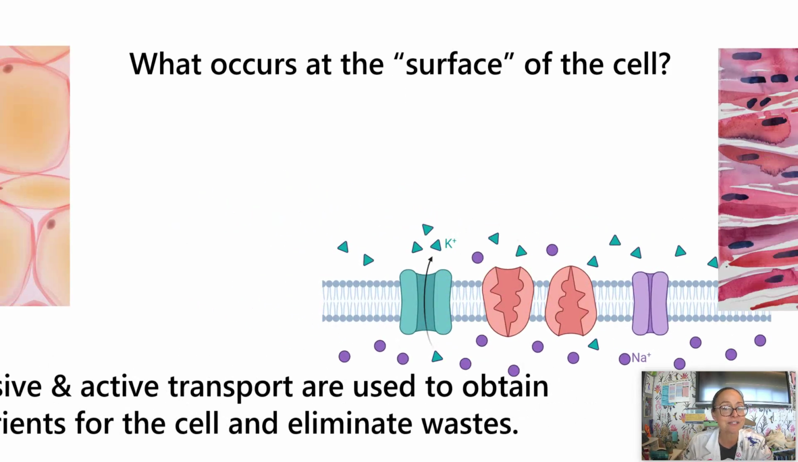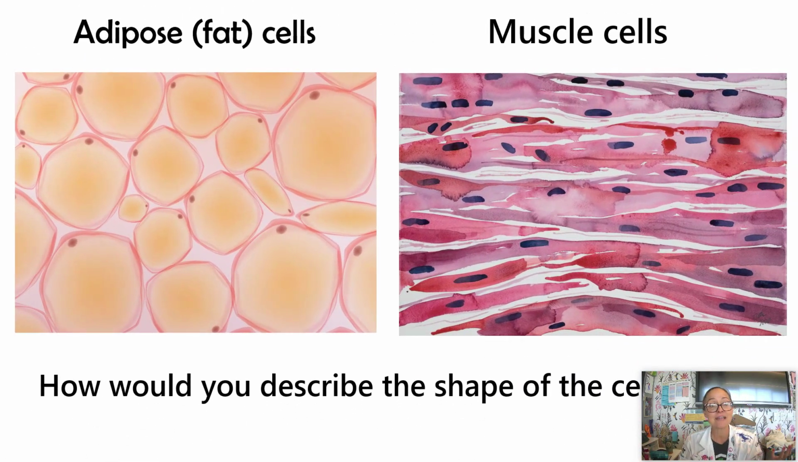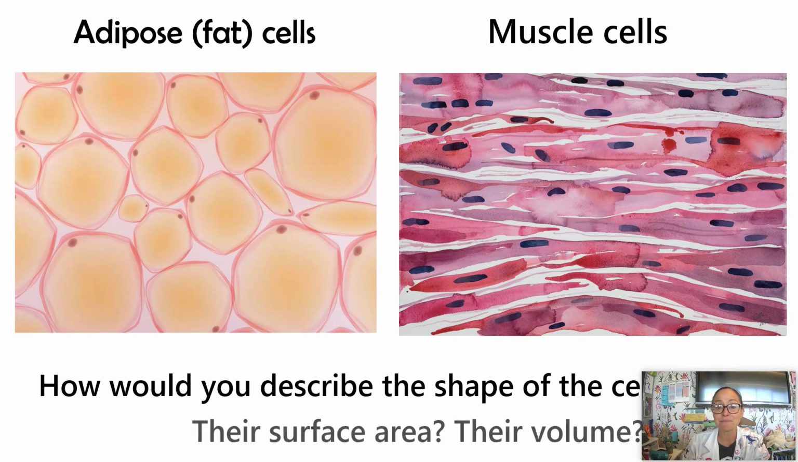Now if we look at different types of cells, here we have some fat cells, adipose cells, and some muscle cells. If you think about the shape of these two cells, they're very different. Fat cells kind of have unlimited storage capacity. As you gain weight, your fat cells can just store more and more triglycerides for you. Whereas your muscle cells are going to be long and slender, used for motion and movement.